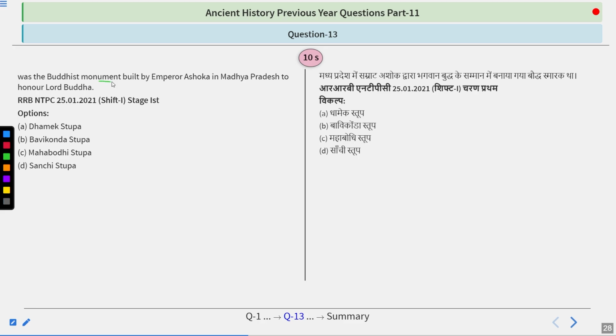Which Buddhist monument was built by Emperor Ashok in Madhya Pradesh to honor Lord Buddha? Options: Dhamek Stupa, Bavikonda Stupa, Mahabodhi Stupa, Sanchi Stupa. Take your time. And I hope you got the right answer.